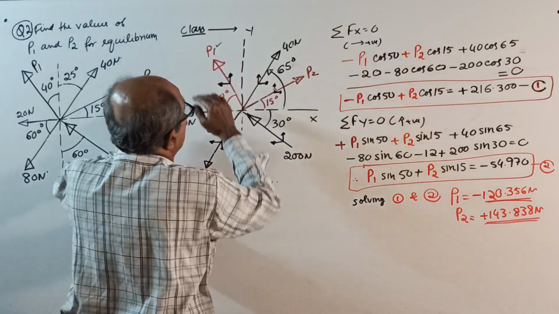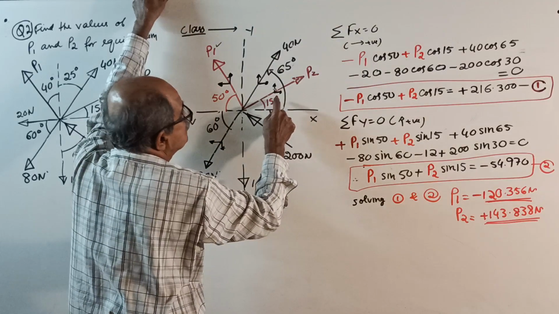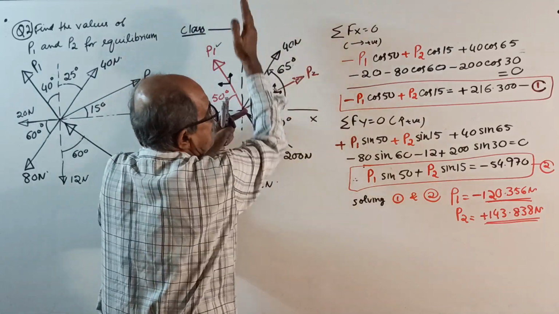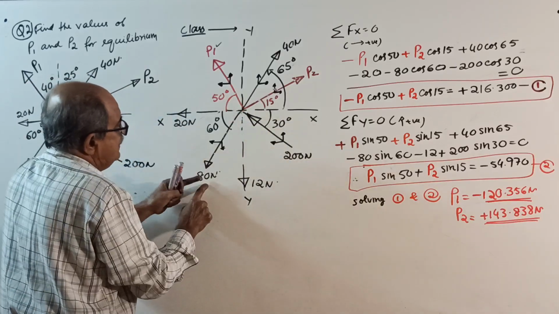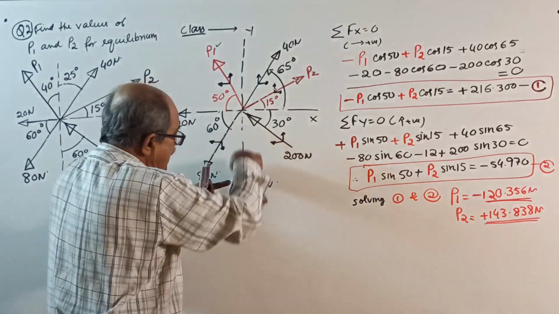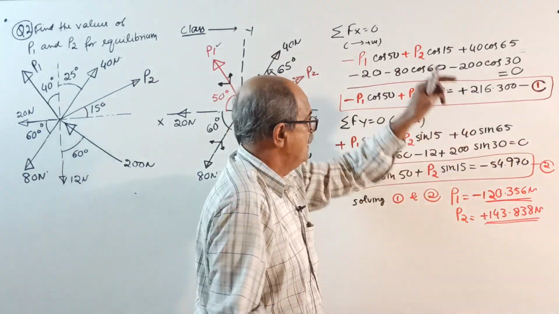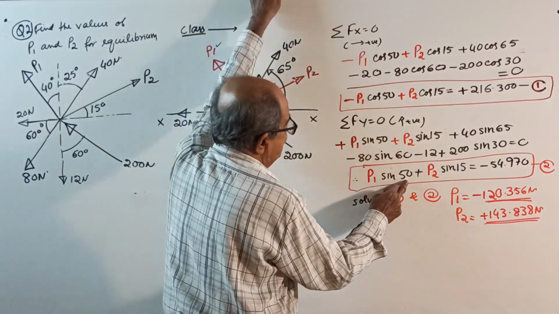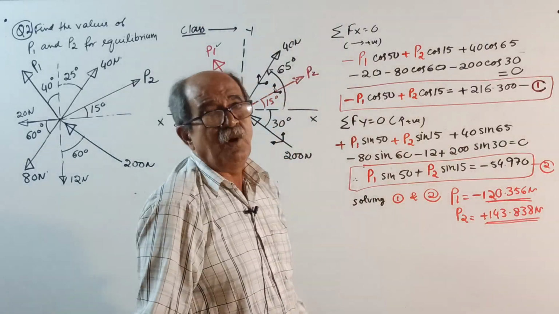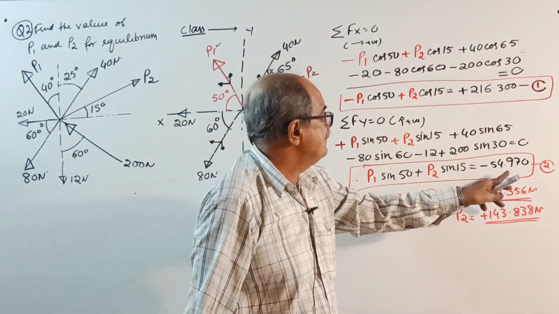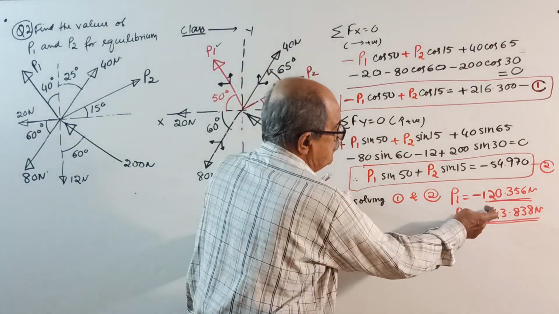Sigma Fy equal to 0, start. Plus P1 sin 50, plus P2 sin 15, then plus 40 sin 65, minus 80 sin 60, minus 12, plus 200 sin 30 equal to 0. When you solve, you get P1 sin 50 plus P2 sin 15. Calculate all these numbers. It will give you positive. Take that side, minus 54.970, equation number 2. Solve 1 and 2, you get P1 and P2.